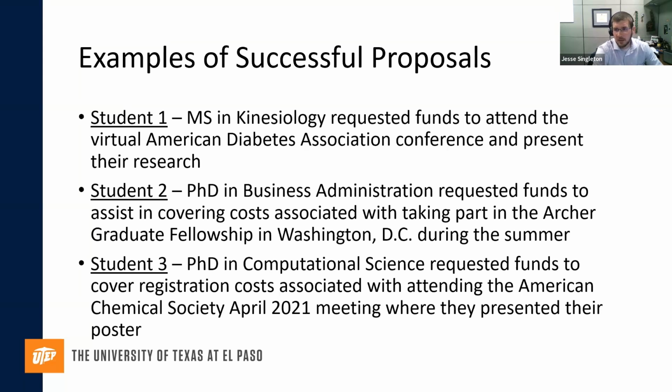Another follow-up question here, are international students able to receive the grant? Yes, absolutely. There is no restriction on domestic or international for the grant. And I will also say there's no restriction on travel internationally for the grant. So we've had folks apply for and receive the grant to travel internationally to a conference.